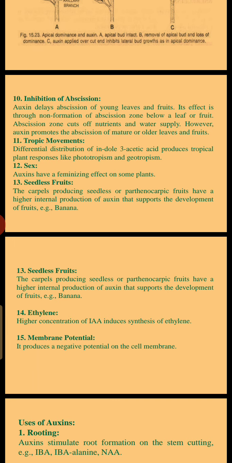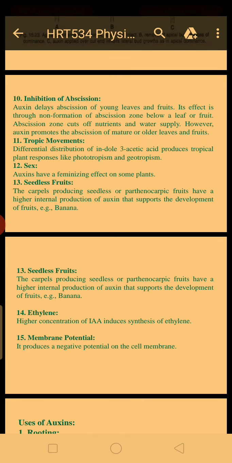In apple, flowers and fruit are generally formed on dwarf shoots. So application of naphthalene acetic acid, NAA, increases the number of dwarf shoots, and finally yield will be produced. So this is the physiological role related to auxin.